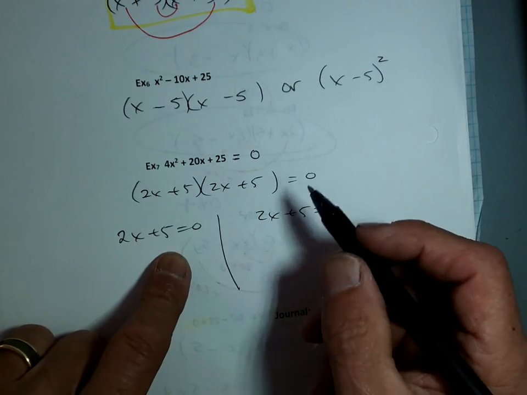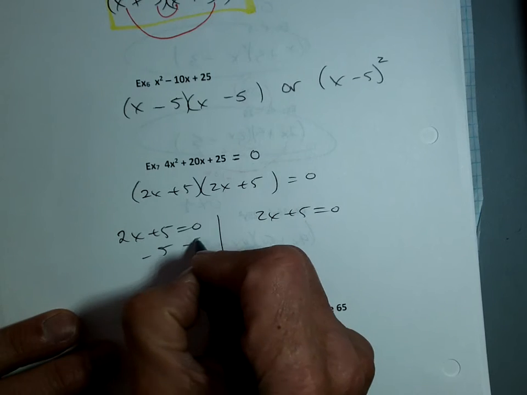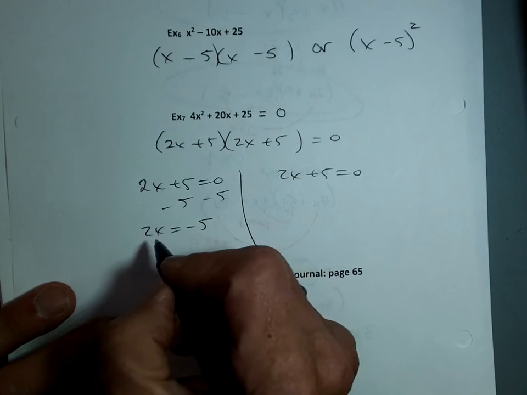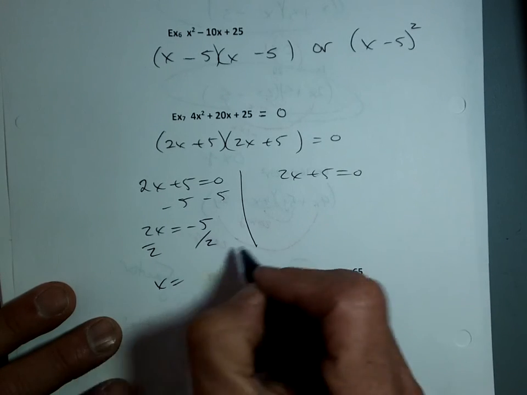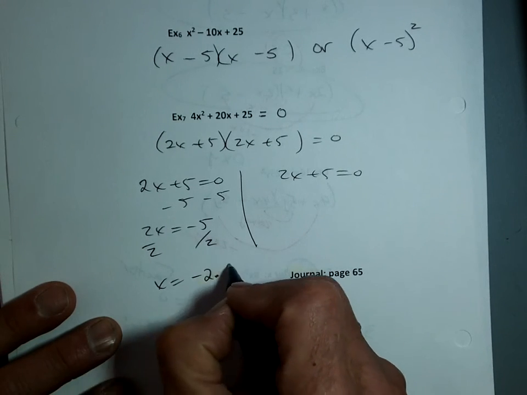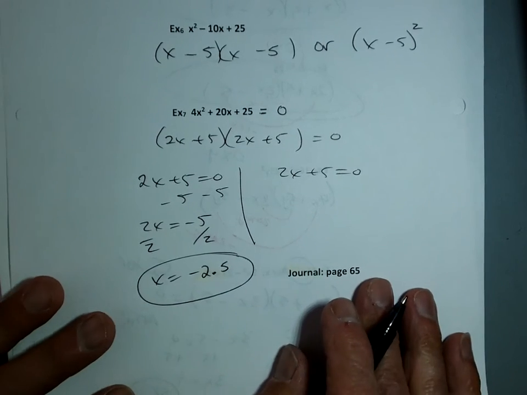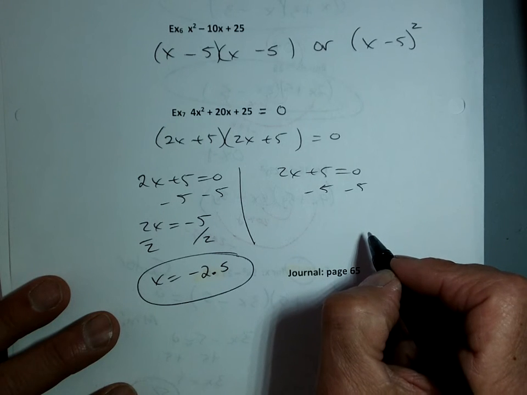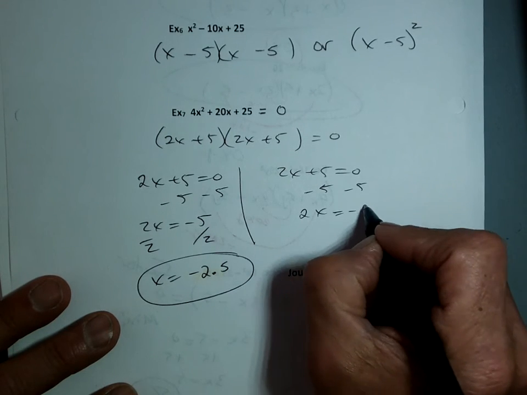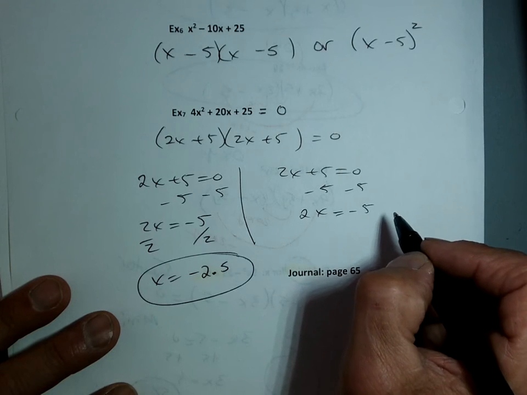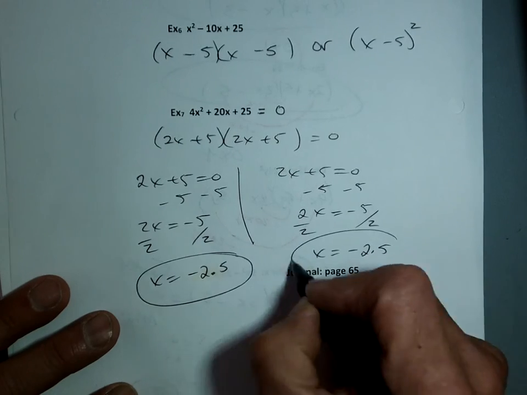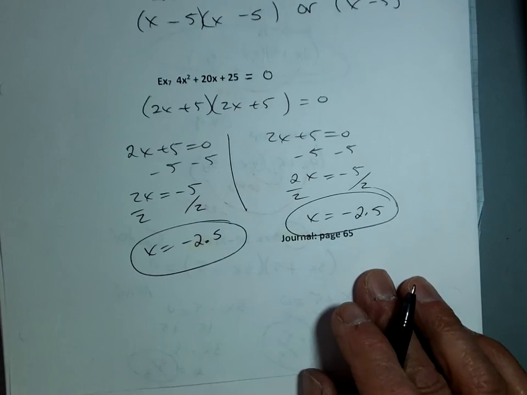I'm going to solve both. I'm going to go minus 5. I got a 2x equals negative 5. Divide by 2, I get negative 5/2 or negative 2.5. Here, minus 5. 2x is equal to negative 5. Divide by 2. I get the same answer twice. Okay? Which is basically one answer. Yeah, Rally? Never mind. You just said it.